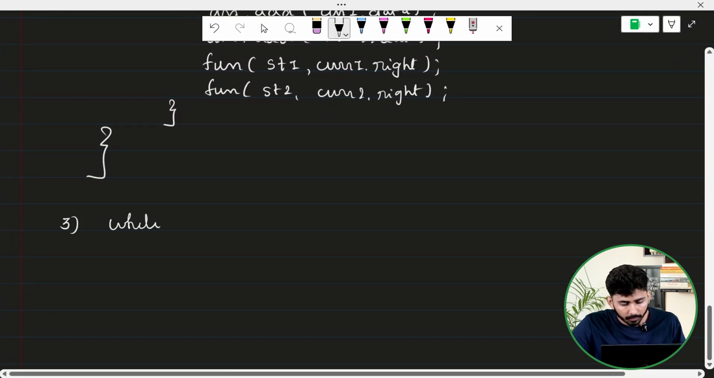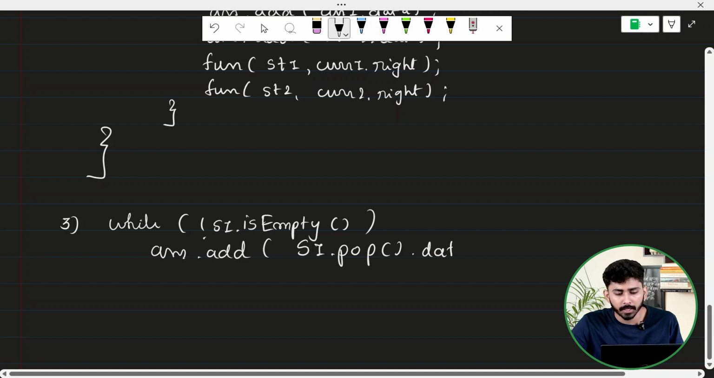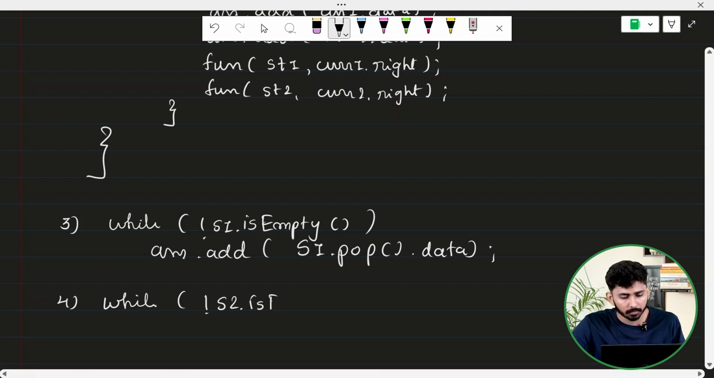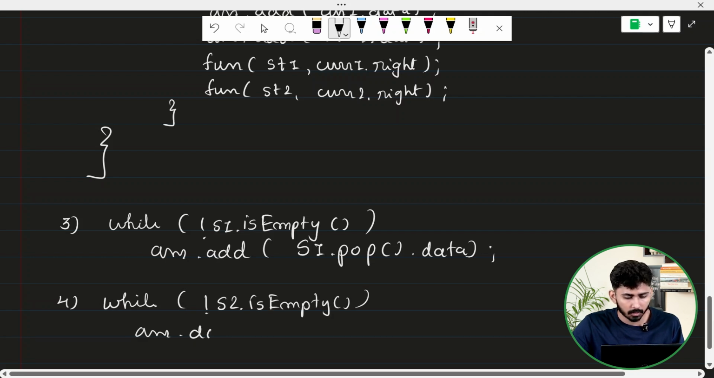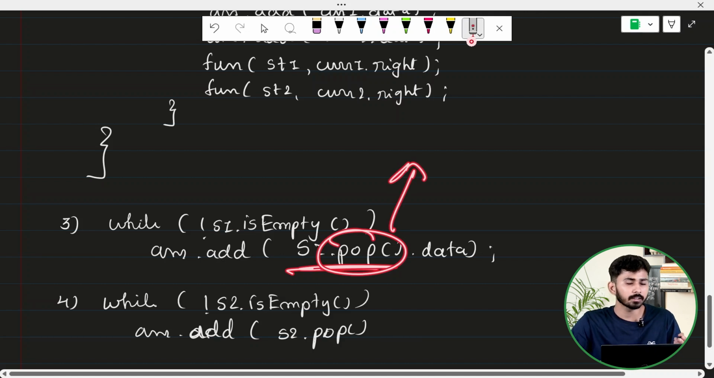Let's say while S1 is not empty, just keep on popping the elements: answer.add(S1.pop), but this is a node, so I will take the data out of it. Keep on adding the elements. And here also, while S2 is not empty, I will say answer.add(S2.pop). See, in some programming languages the inbuilt stack function pop returns the element, but in C++, I think it doesn't return the element.